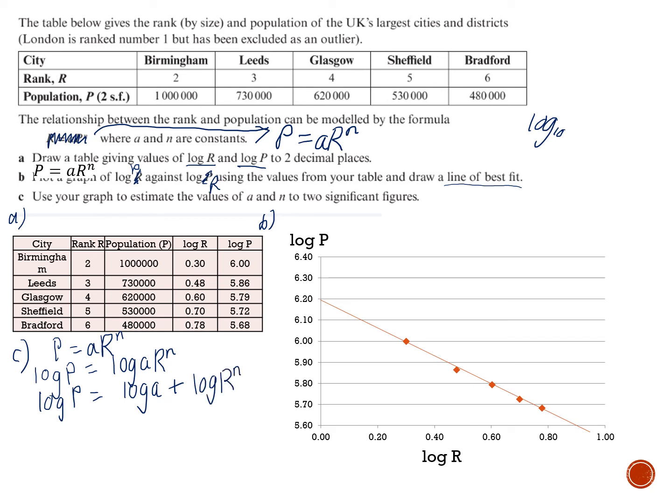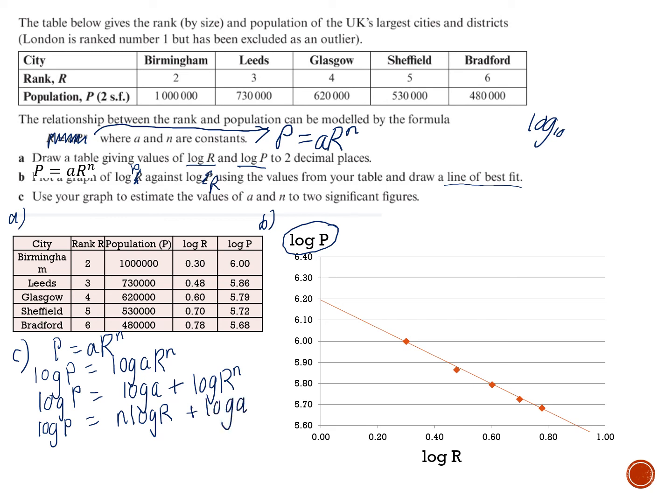Okay, and then what I'm going to do is write it in the form y equals mx plus c. Remember what we've got plotted here is we've got this as our y, so that's my y there. My x is log r, so what have I got here? I've got n times log r, by using my power law, plus log a.